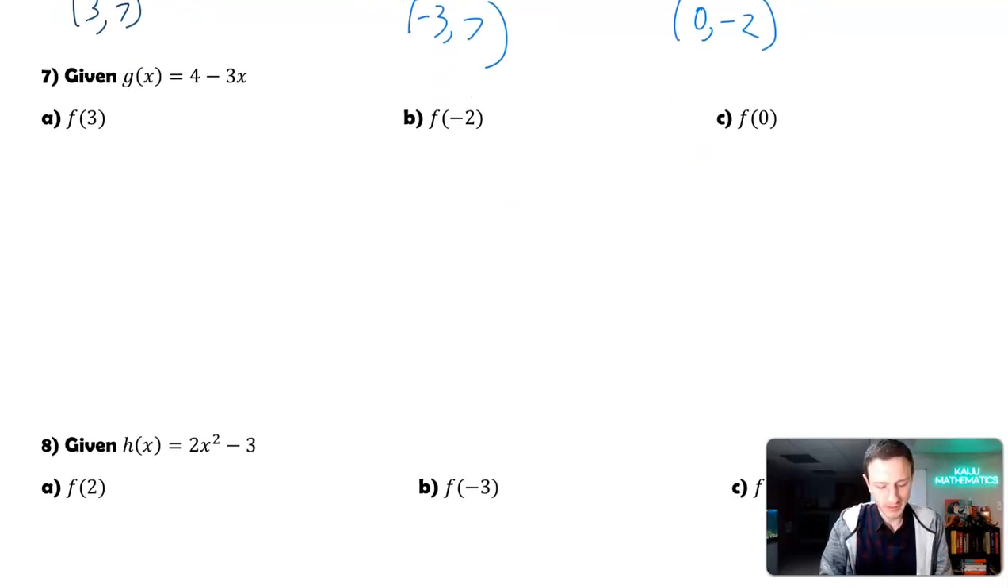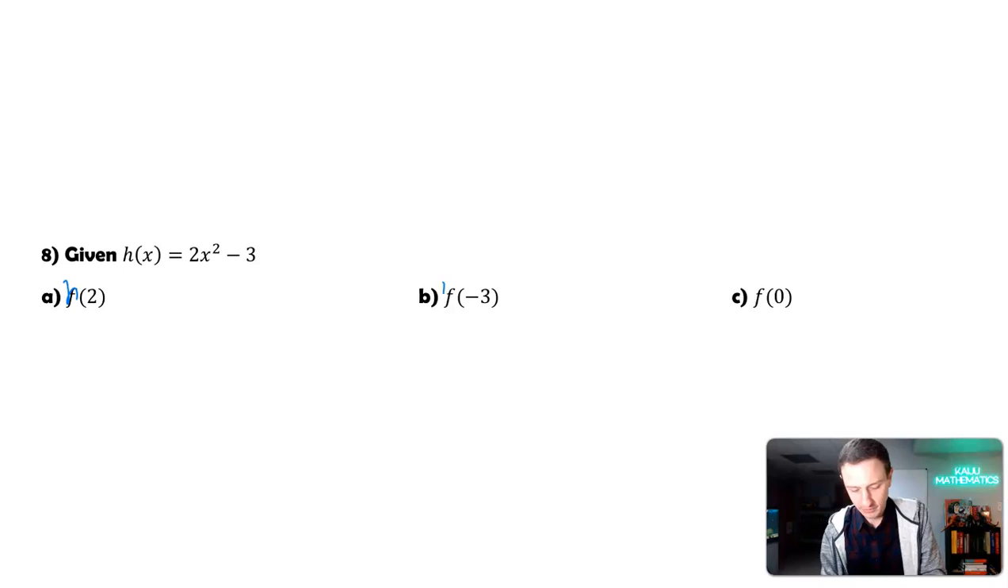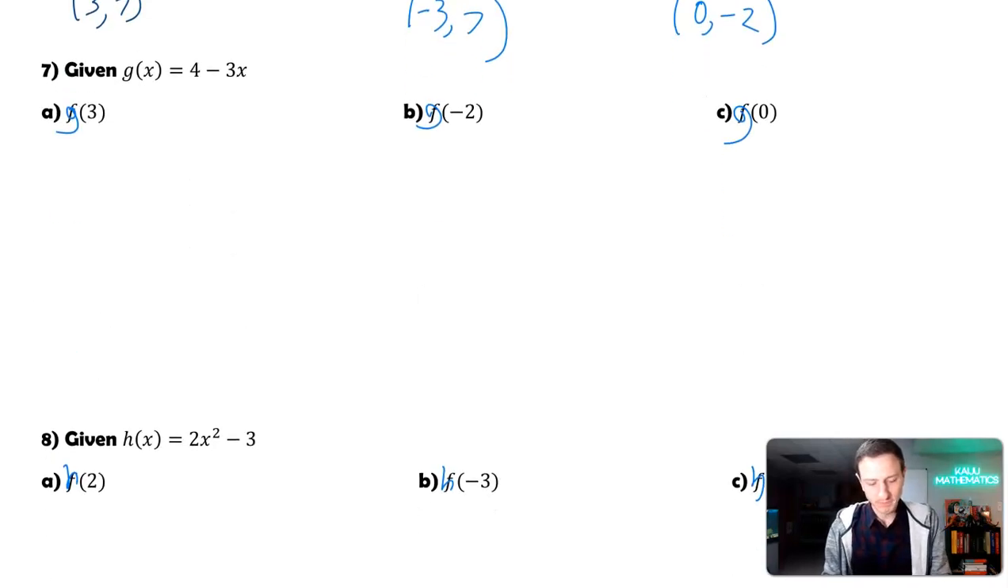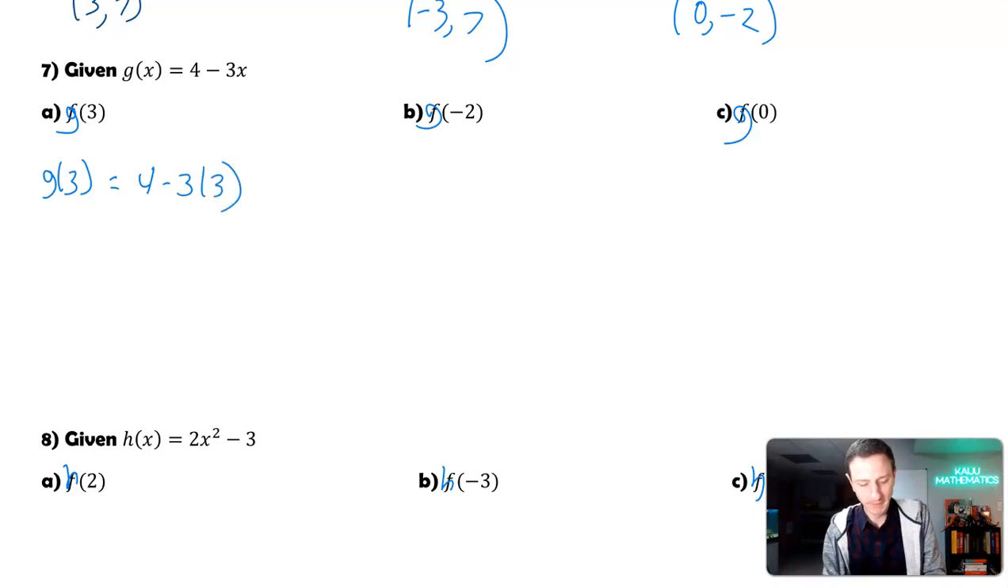Number 7, given the g of x function, 4 minus 3x, what we're going to do here is take the x value of 3. For the first one, I messed up on all the notations. That's supposed to be g, that's supposed to be g, that's supposed to be g. And this one, h, h, h. So g of 3 means that I'm going to replace the x value with 3. So 4 minus 3 times 3. 3 times 3 is 9. 4 minus 9 is negative 5. So the ordered pair here would be 3, negative 5.